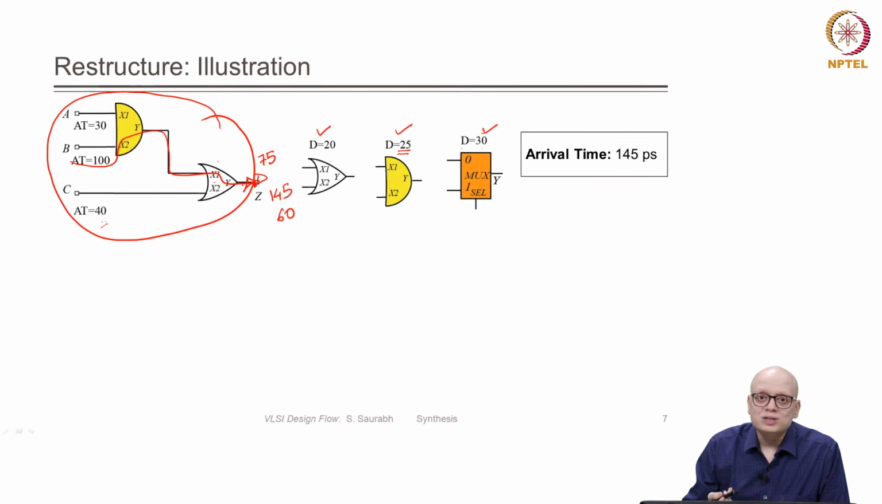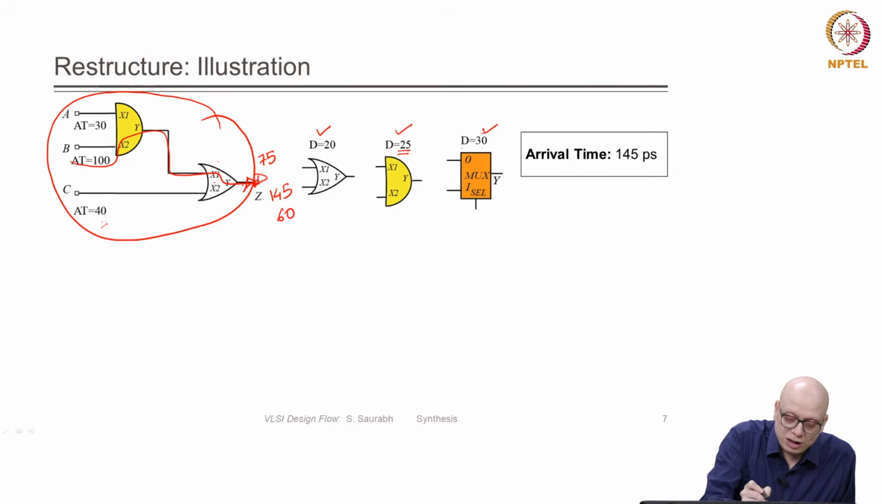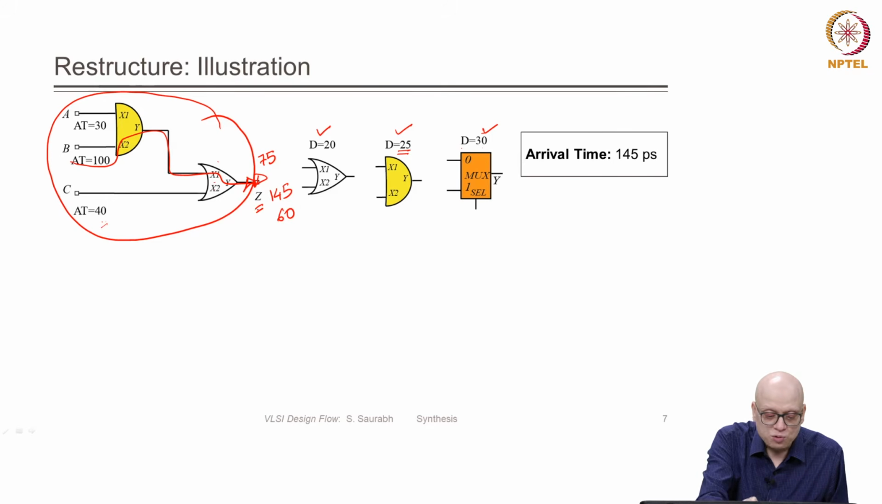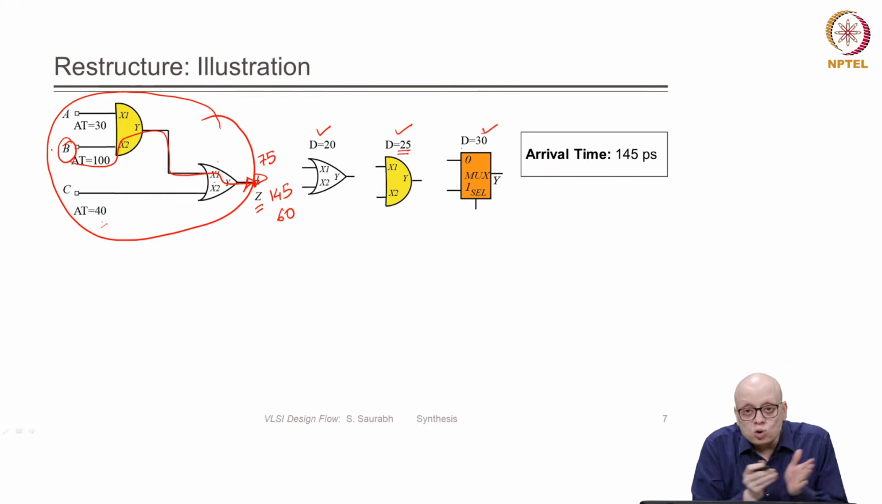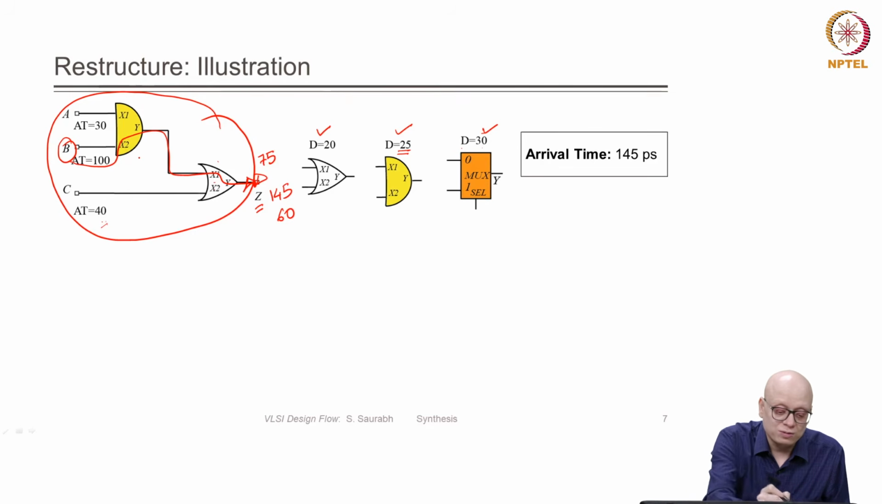Now, can we reduce this arrival time by making some transformation in the logic? That is the purpose of this restructuring for timing driven optimization. So, to improve the arrival time at the output Z, we need to move this signal B closer to the output, right, and therefore, we need to do a Shannon expansion of this logic function with respect to B.